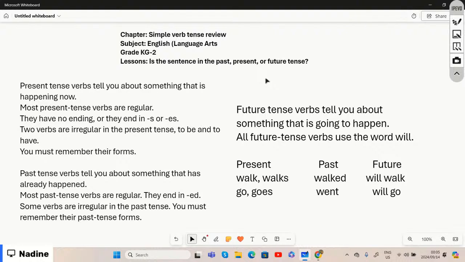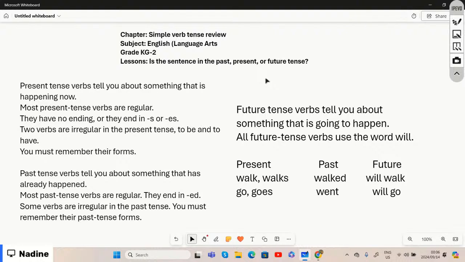All right, so whenever you hear tenses, we know tenses are either your present tense, your past tense, or your future tense. The past tense is something that happened in the past. A present tense is something that is happening now. And the future tense shows something that must still happen or will happen. So these are the different tenses.